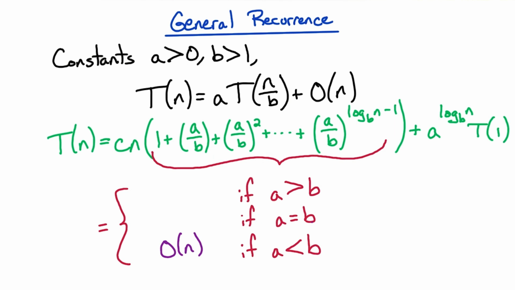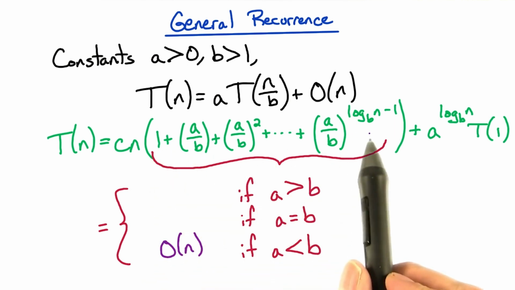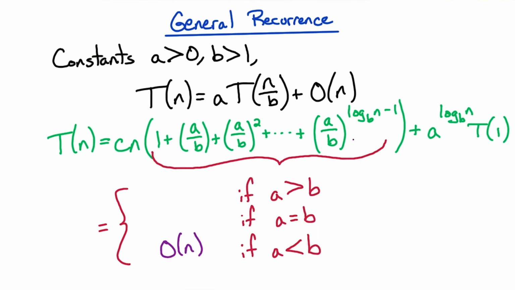What happens when a equals b? Then each of these terms is 1, so we get log n terms. So the geometric series is on the order of log n. So we have order n times order log n, so that's going to be order n log n. So in the case a equals b, we get order n log n. That's for merge sort.